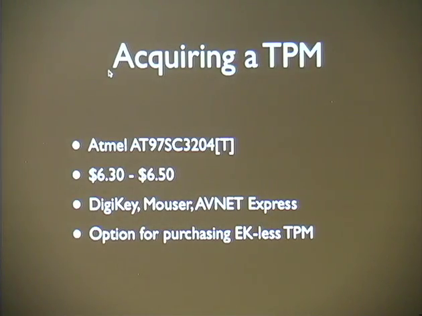So it's the 1897 SC3204T if you want the I2C chip. Otherwise, you're getting an LPC chip. About $6.30 to $6.50, depending on where you're buying them and the configuration of the TPM. You get it from DigiKey, Mouser, or Avnet Express. And then there's also an option on each one of these sites for purchasing an EK-less TPM. That means that the EK identity of your TPM isn't on there.